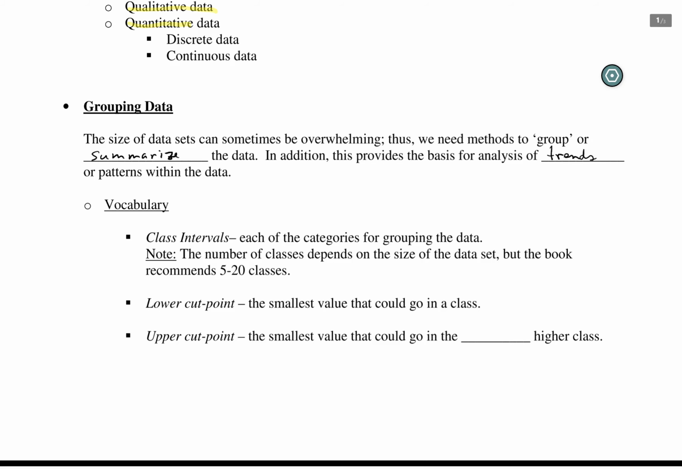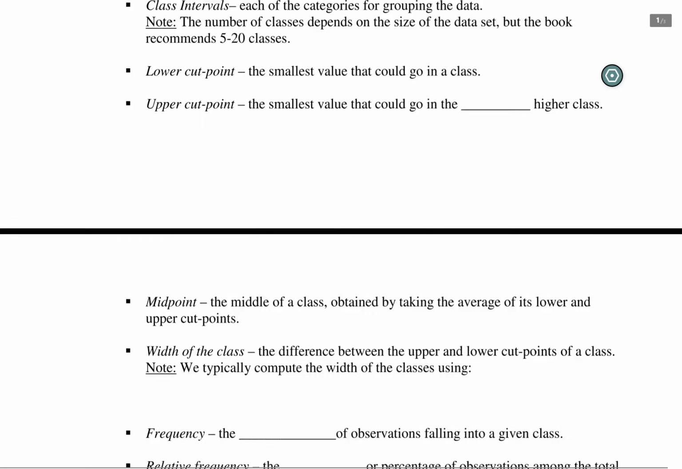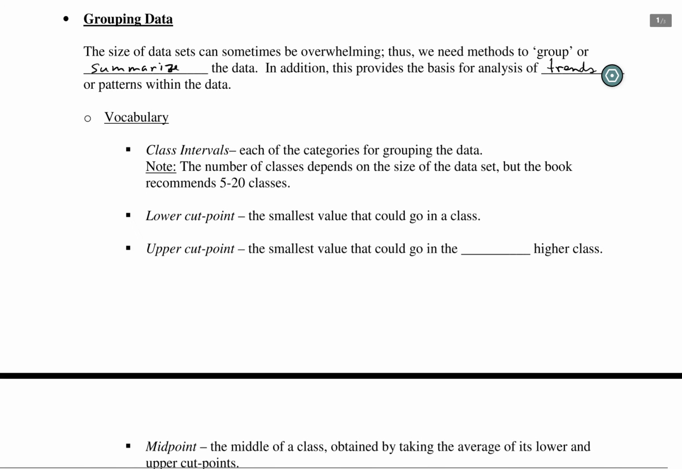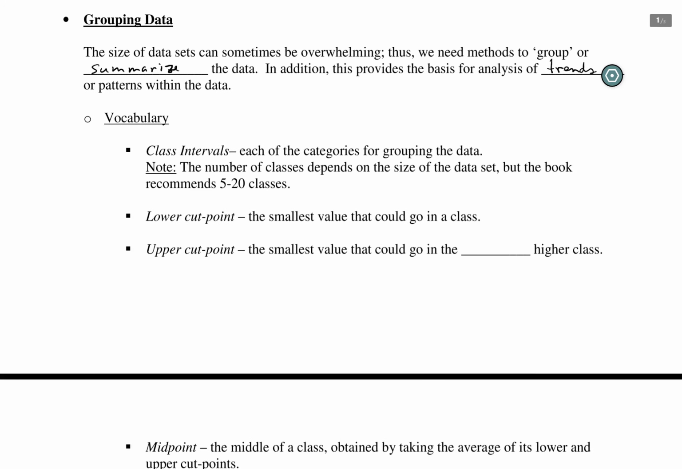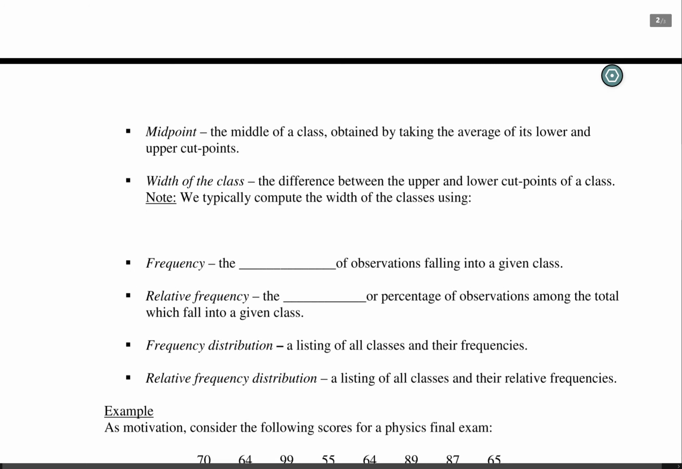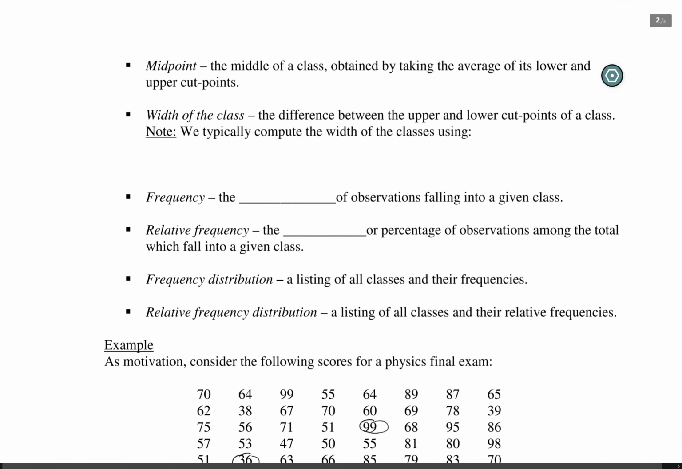Some vocabulary. What we do with this kind of data that's down here is we take this data and we put it into what are called class intervals or categories, and the categories are defined by what's called a lower cut point and the upper cut point. The lower cut point is the smallest value that would go in a class, and the upper cut point is the smallest value that would go into the next higher class. So we have these intervals or these categories here. The midpoint is what you think. It's the middle of a class. The width of a class is what you think, the difference between the upper and lower cut point.